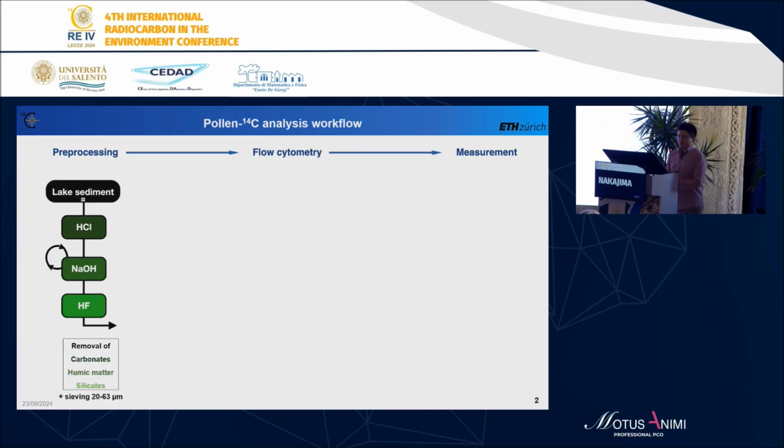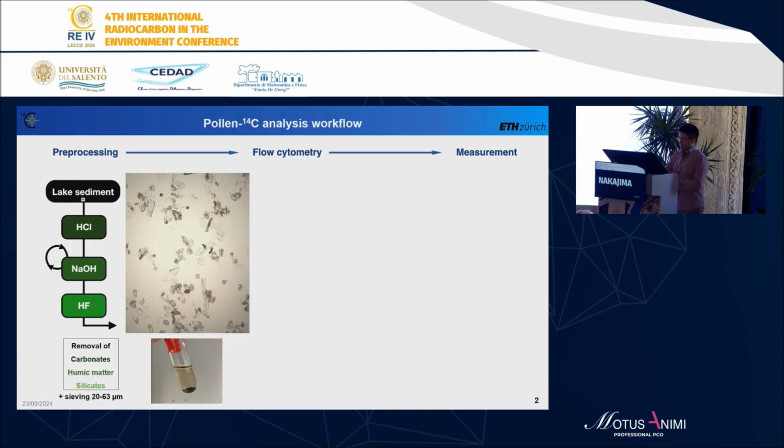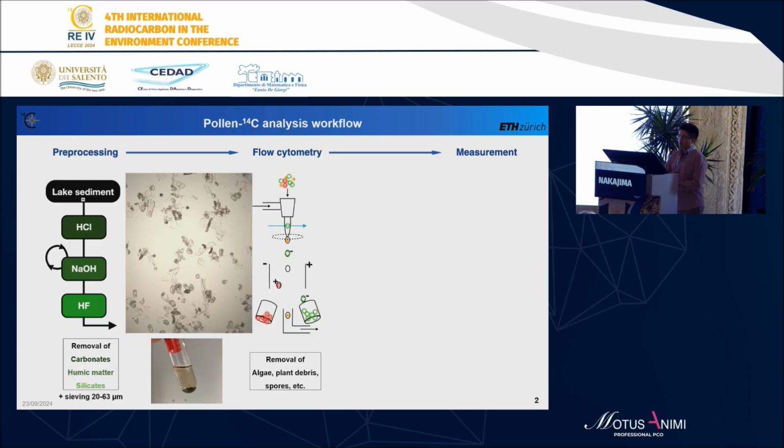So this is the general workflow. First we do some chemical pre-processing. We take around 1 gram of dry sediment, treated with hydrochloric acid, sodium hydroxide, and hydrofluoric acid in order to remove carbonates, humic matter, and silicates. This results in a particle mixture of organic debris, which is still dominated by other particle types. We take this particle mixture and introduce it into a flow cytometer.